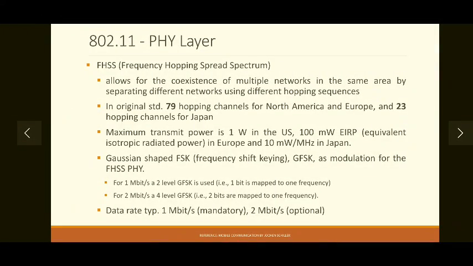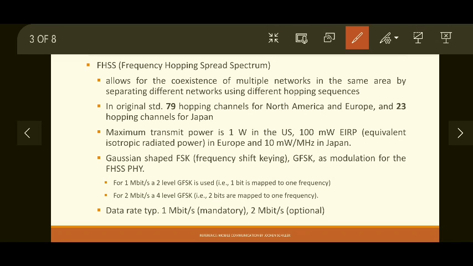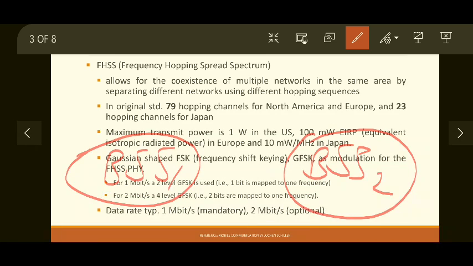First we will see the physical layer based on FHSS. As we know, frequency hopping spread spectrum is nothing but changing the frequency during the transmission. In a wireless LAN, FHSS allows coexistence of multiple networks in the same area by separating them using different hopping sequences. As we just saw, there are two basic service sets. They may use the same radio frequencies, but their hopping sequences will be different. What is a hopping sequence? It is the way in which data jumps from one frequency to another, and that pattern changes from BSS to BSS. So different BSSs are separated by hopping sequences.